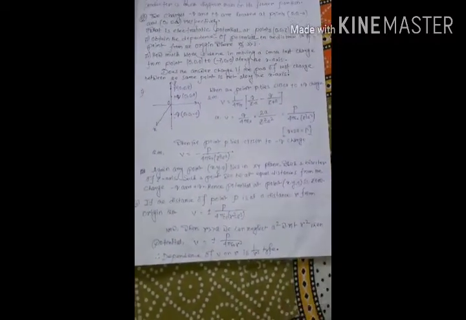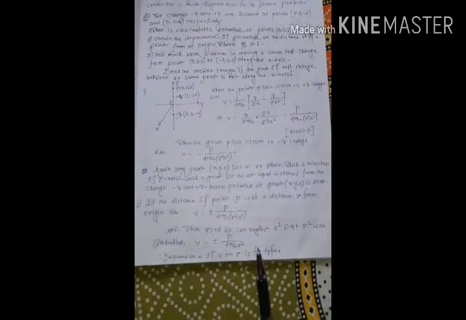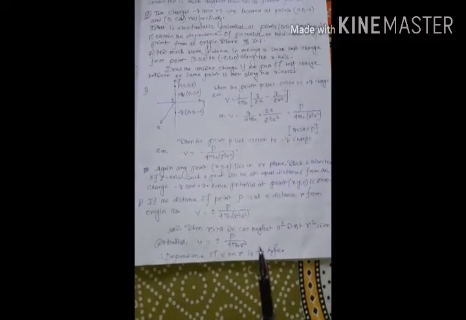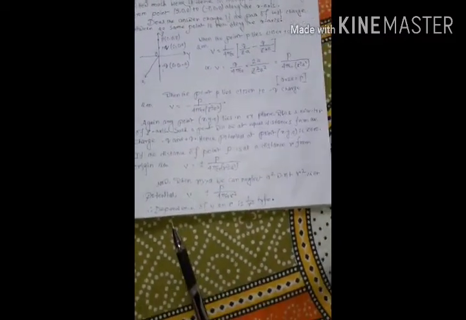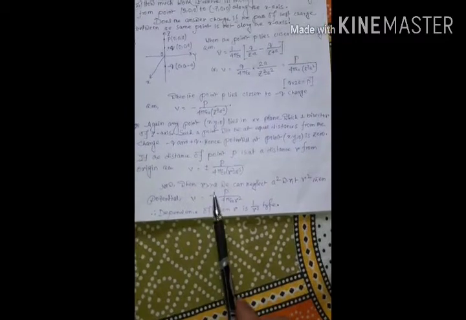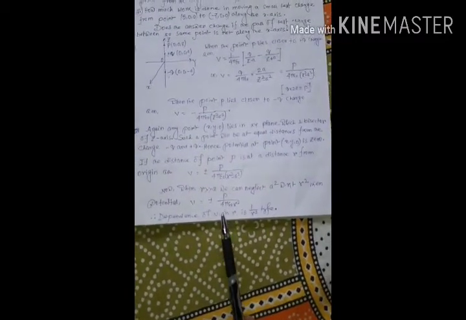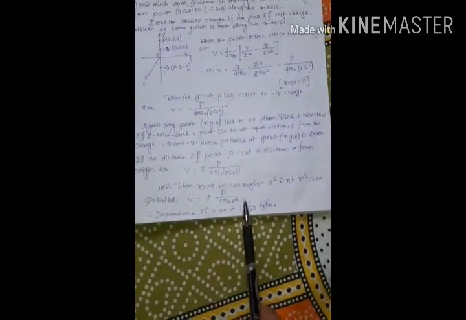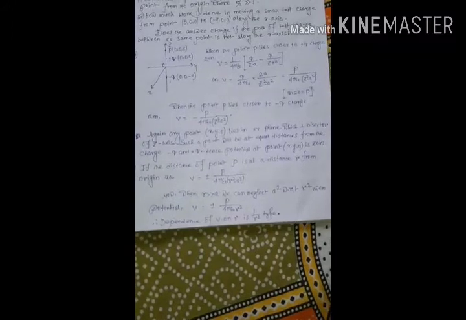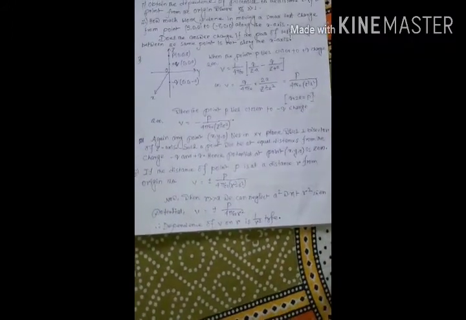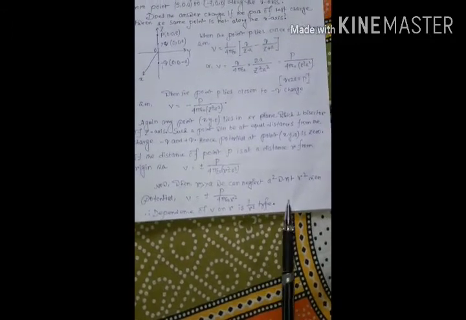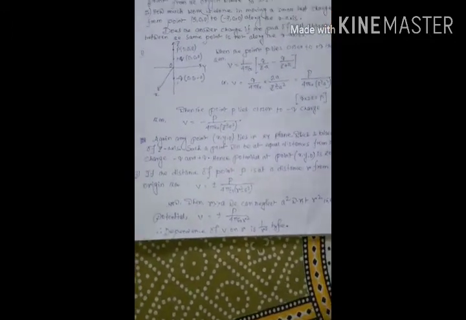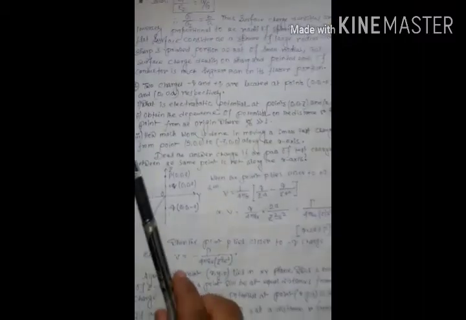But according to this question, r is very much greater than a. So we can neglect a square with respect to r square. Therefore, the expression for potential becomes V equals plus or minus p by 4 pi epsilon naught r square. So the potential depends on the distance r as 1 by r square type. Now see the last part of this question.